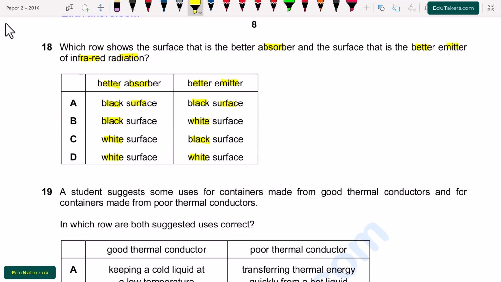So here we have to choose the surface that is better absorber and also the better emitter. Black color is the best absorber of radiation as well as the best emitter, while white color is a poor absorber as well as a poor emitter. It means that the surface that is better absorber and better emitter is the black surface. From here, option A is correct.